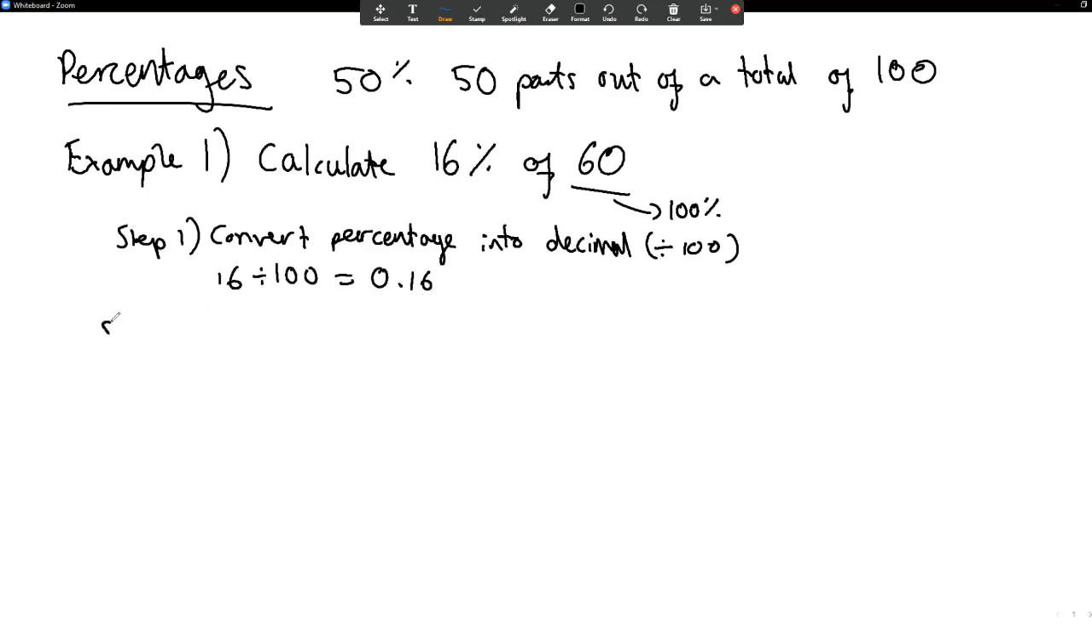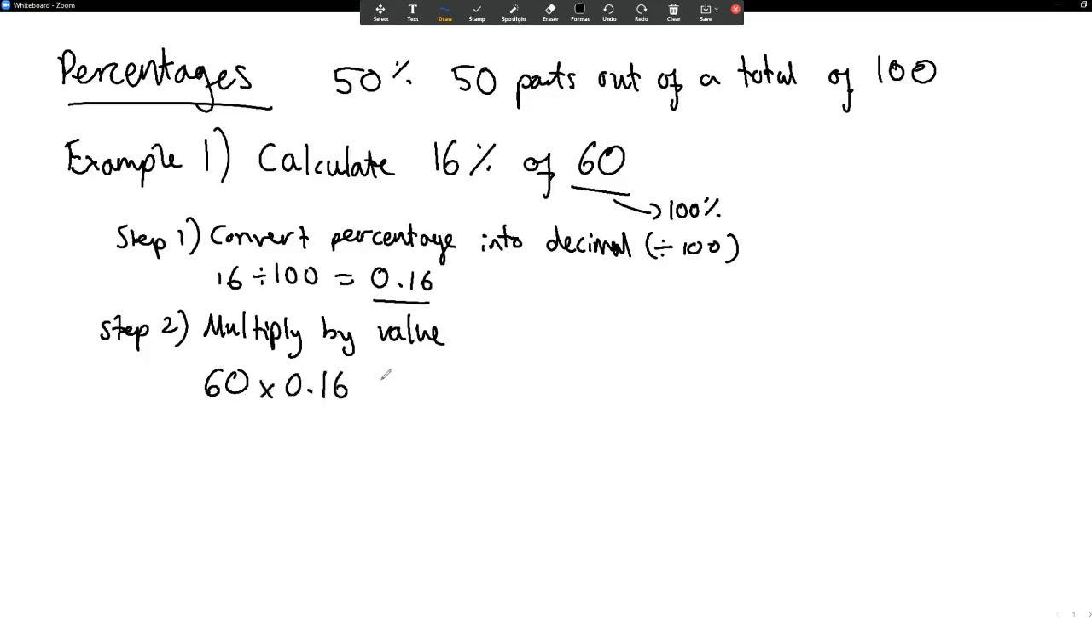And then step 2 is to multiply by the value, so our 100%, or 60. So we do 60 times this number here, and that gives 9.6, like so. So that is 16% of 60.